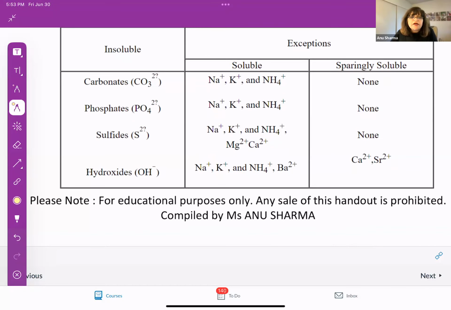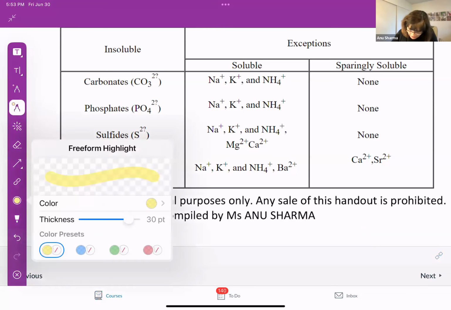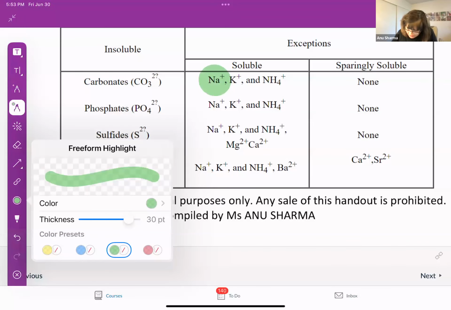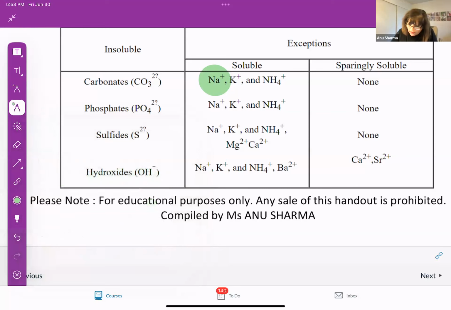Which ones are insoluble? Insolubles are all the carbonates, phosphates, and sulfides, and the hydroxides are also insoluble, except, and here the exception is a very interesting one, sodium, potassium, ammonium. Wherever you have sodium, potassium, ammonium, and again, see this troublemaker, calcium came, barium came, strontium came.